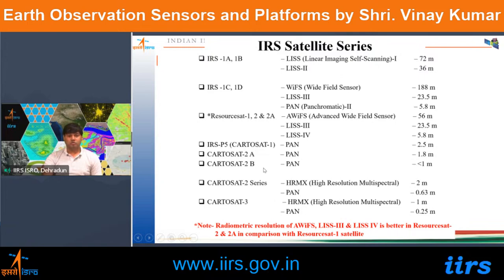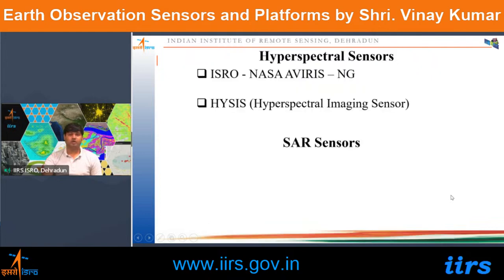The IRS Cartosat series satellites have 2.5 meter and 1.8 meter resolution, and the Cartosat 2 series was with less than 1 meter in panchromatic and 2 meter multispectral. Cartosat 3 was with 1 meter multispectral and 0.25 meter for panchromatic.